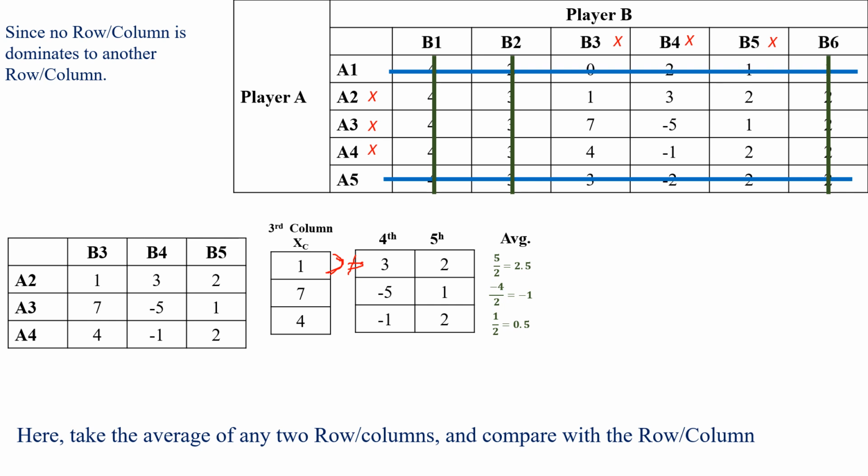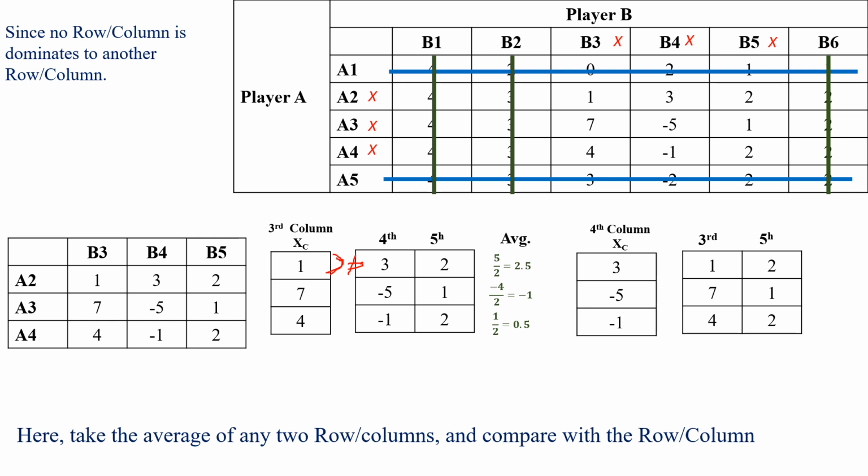Then I have to compare the fourth column elements with the average of the third and fifth column elements. The fourth column elements are 3, minus 5, minus 1, and the average of the third and fifth column elements are 1.5, 4 and 3. So here 3 is greater than 1.5, but minus 5 is not greater than or equal to 4. So here also the dominance rule is not satisfied.